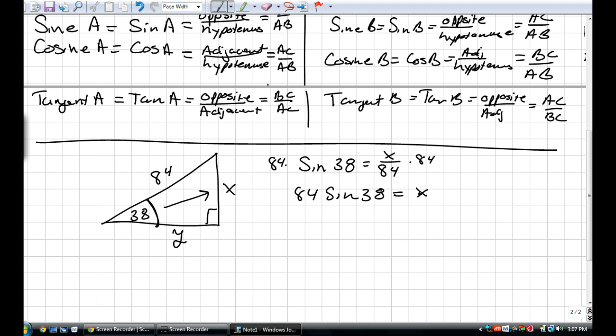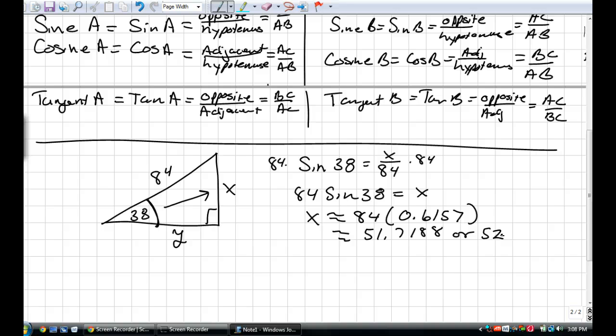So what you want to do is pull out your calculator, and you're going to do the sine of 38. So you're going to get x is approximately 84 times 0.6157, which is approximately 51.7188, or approximately 52 if we round to the nearest whole number, to the nearest integer.